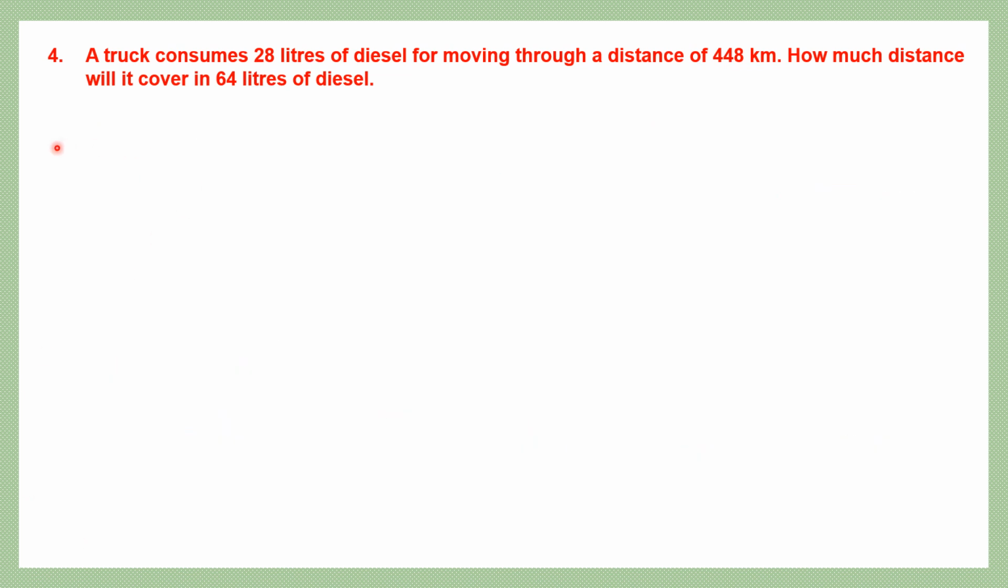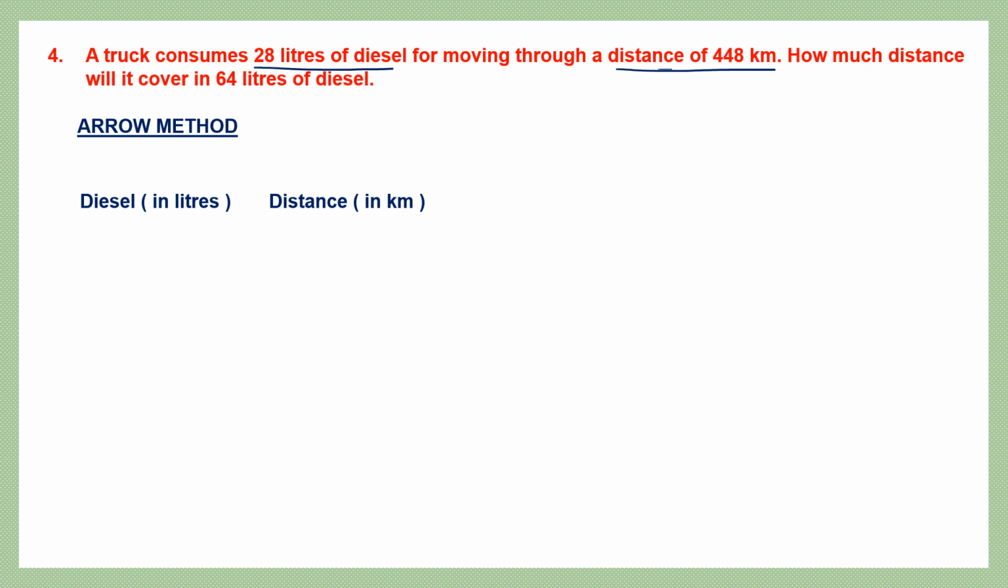Now let's do the same sum in the arrow method. So in the arrow method, we make two columns. Now let's look at the numbers, and based on that we make the columns. Here we are talking about 28 liters of diesel, and here we are talking about a distance of 448 kilometers. So our columns can be diesel in liters and distance in kilometers. So now let's write diesel in liters is 28 liters, and the distance that can be covered with 28 liters is 448 kilometers. Now, how much distance can be covered in 64 liters? We don't know the distance, so this is going to be x.